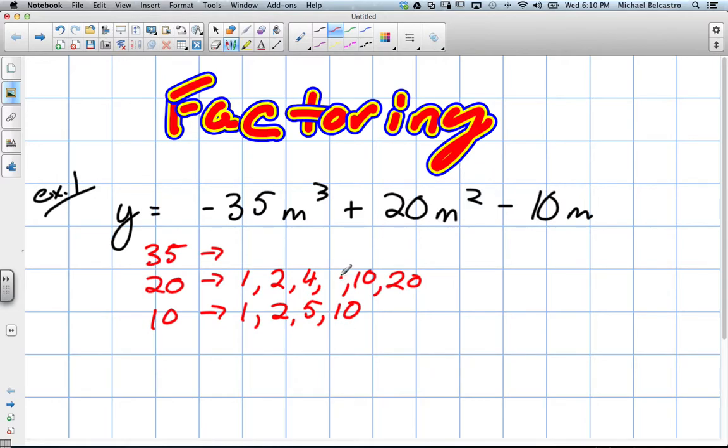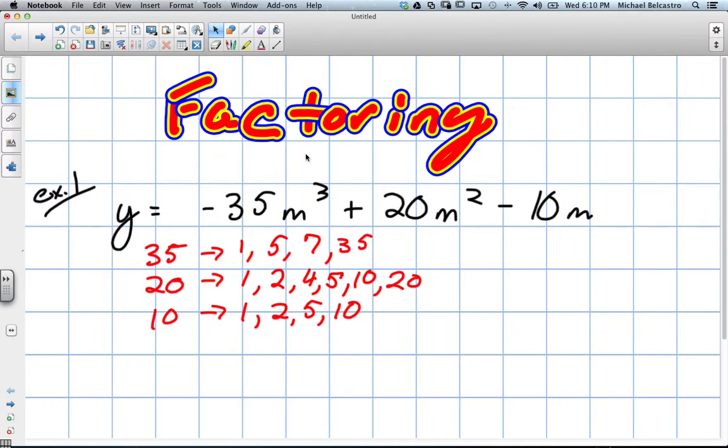Let's get some factors of 35 also. We know 1 and 35 will work. 5 and 7. That's right. 5 and 7 will work. 2 doesn't go in. 3 doesn't go in. 4 doesn't go in. 5 does. So that's it. Those are the only factors. So let's actually move them a little closer to each other. Okay, so these are all our factors.